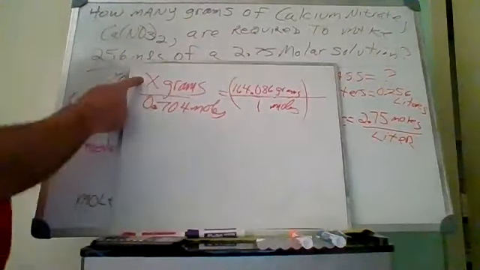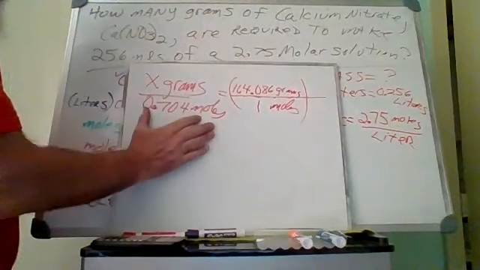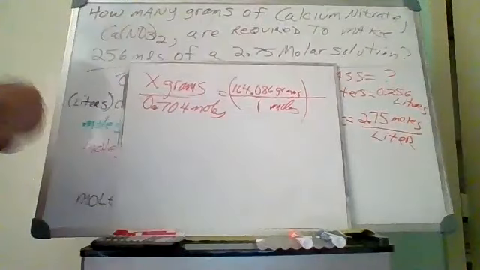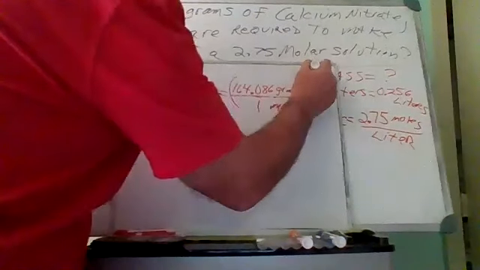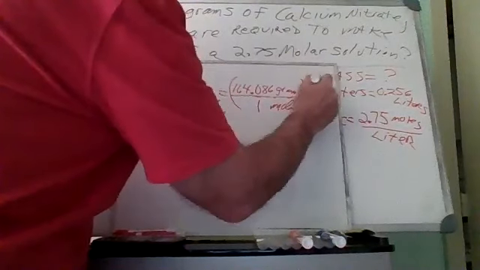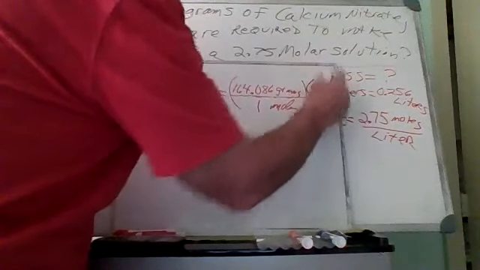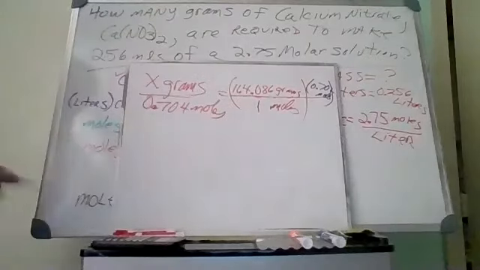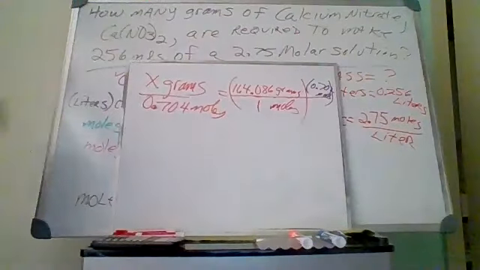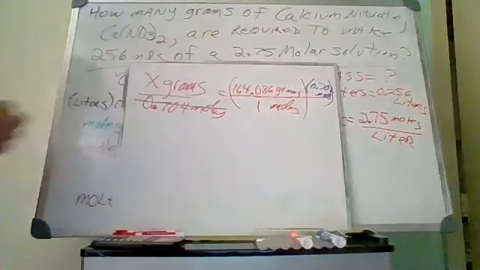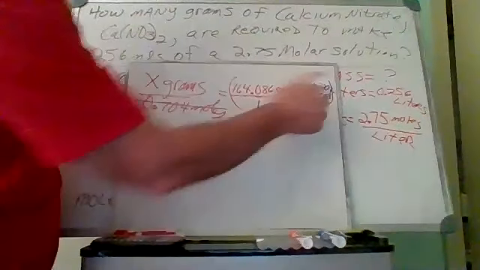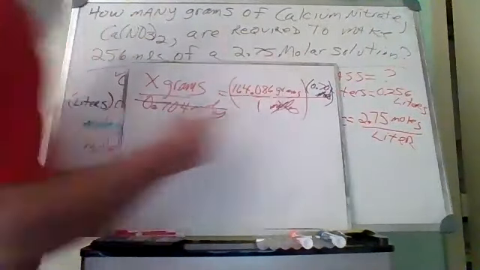So X is in the numerator, not by itself, so I need to move the 0.704 moles over to the right-hand side. So let's go ahead and do that. And again, I have to write very, very small, 0.704 moles. I'm sorry if you can't make that out, but just remember, you have it right here, 0.704 moles. So I move that over to the other side. And here I have moles and moles, so I can cancel the moles.